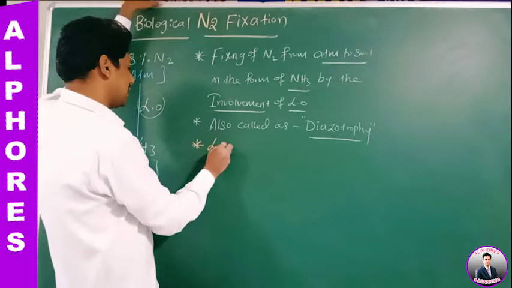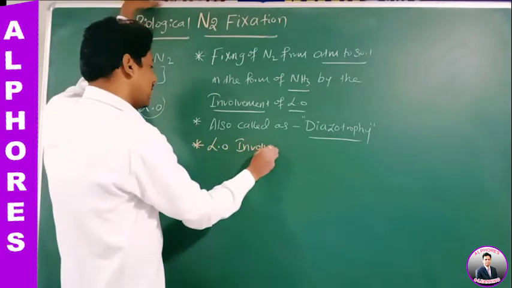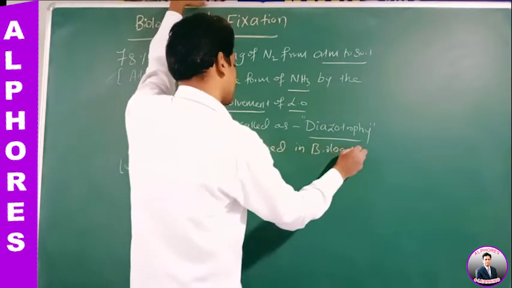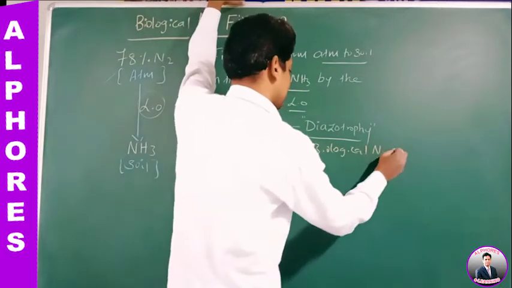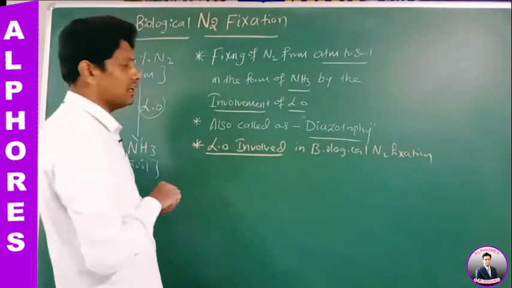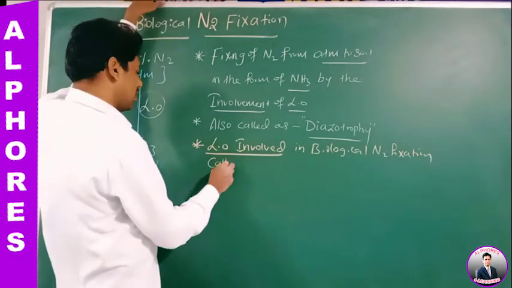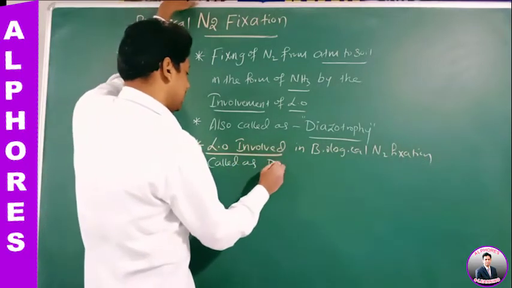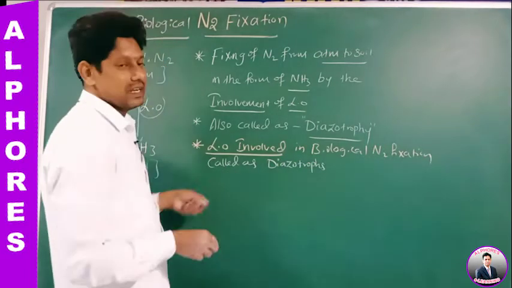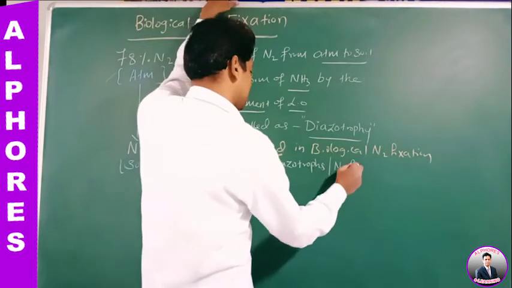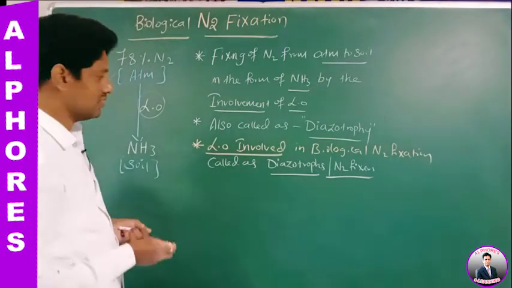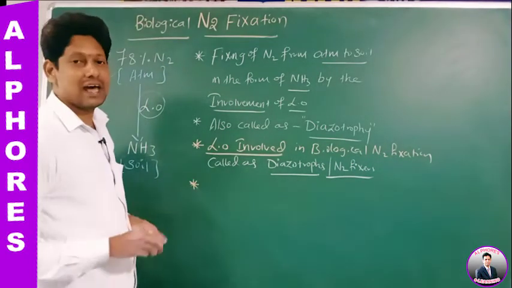Therefore, living organisms involved in biological nitrogen fixation are called what? Diazotrophs, also called nitrogen fixers. These diazotrophs are prokaryotic organisms.